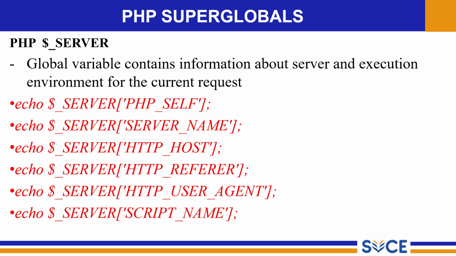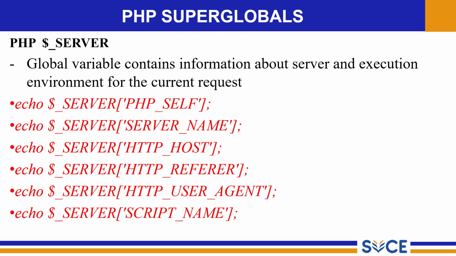$_SERVER['PHP_SELF'] returns the file name of the currently executing script relative to the root directory. Then $_SERVER['SERVER_NAME'] returns the host name of the server from the server configuration file or DNS record. Then $_SERVER['HTTP_HOST'] returns the host header from the current request, similar to SERVER_NAME, but comes from the actual HTTP request sent by the browser.